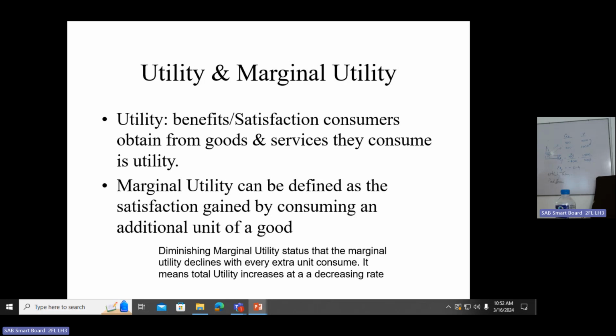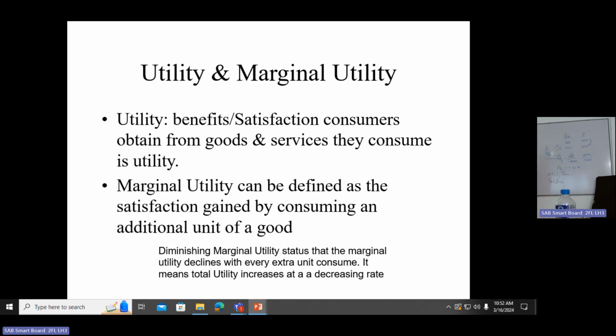It always increases since there is accumulation from the first cup of tea or from the first cup of orange juice, right? It's always accumulating. So total utility always increases. Marginal utility is the extra satisfaction that you derive by consuming an extra unit.